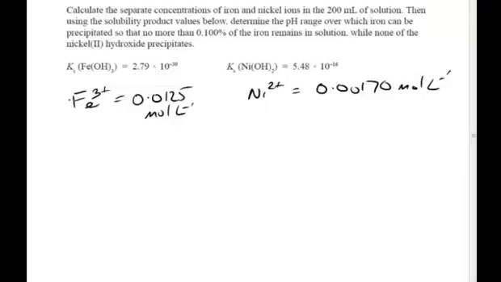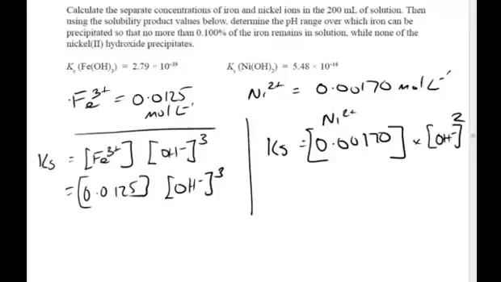Okay, for Fe3+, we have a concentration which we just worked out, and the nickel ion concentration for that. And if we look at these equations, what Ks equals, that could help. So when we look at that, Ks equals Fe3+ times hydroxide ion cubed. Now we know the value for this is 0.01525 times hydroxide ion cubed, and we know the concentration of this is 0.00170 times the hydroxide ion squared.